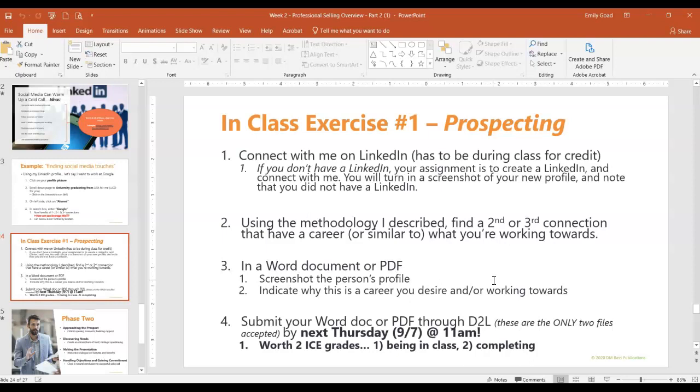So what you're going to turn in, in a Word or PDF document: one, a screenshot of the person whose career you like. Two, why is this a career that you're working towards or want to have? You're going to submit that through D2L, and that's it. So, simple enough.